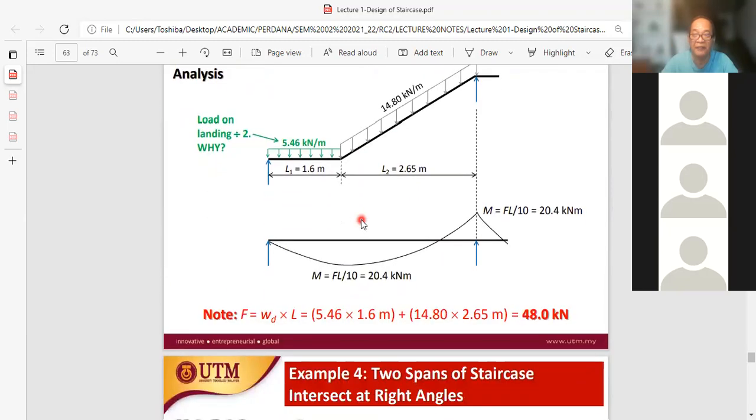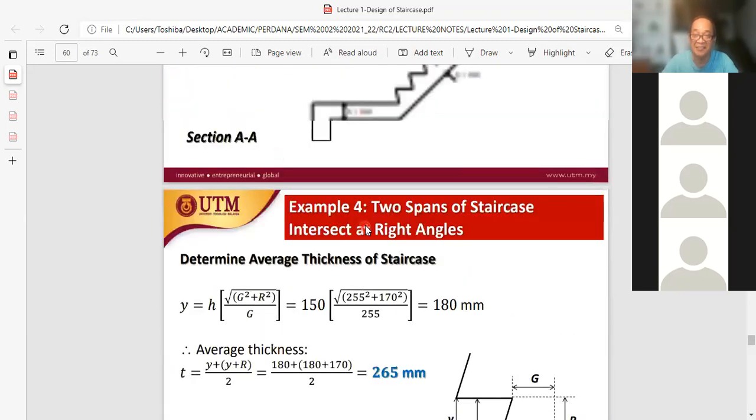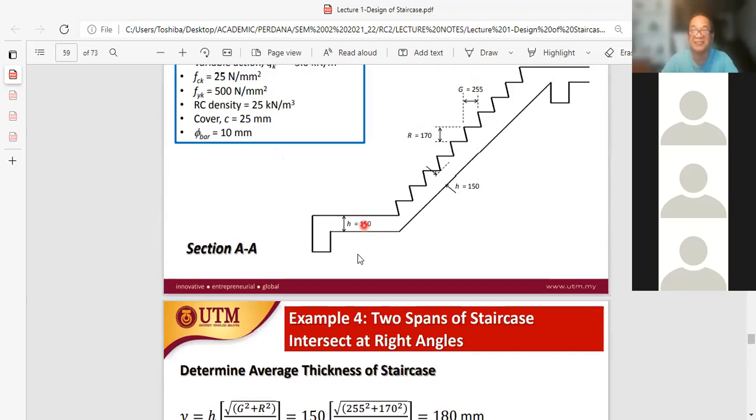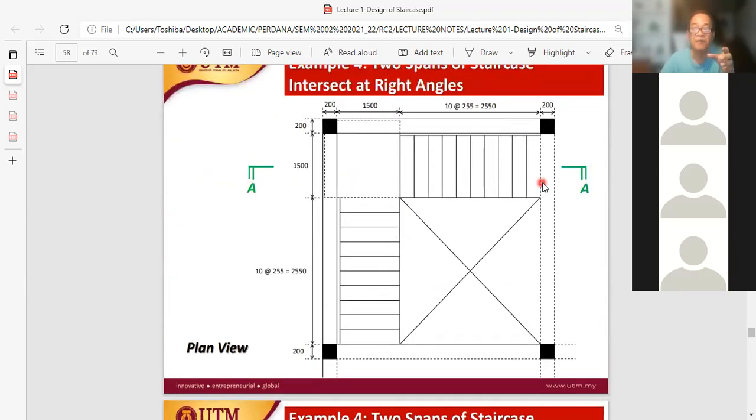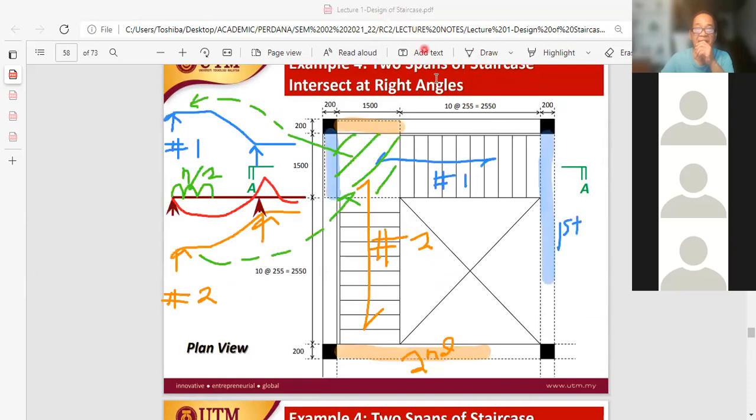If we were to have 2 flights of staircases sharing a similar landing, and both flights of staircases happen to have their own independent support, then the loading on the shared landing is divided into 2. That is it. The rest of the solution is the same.